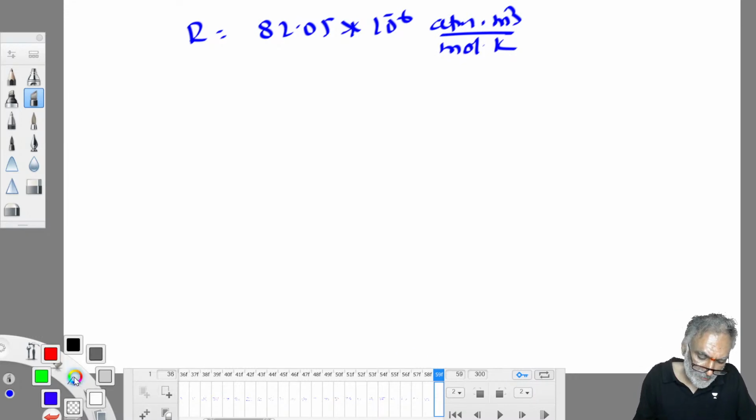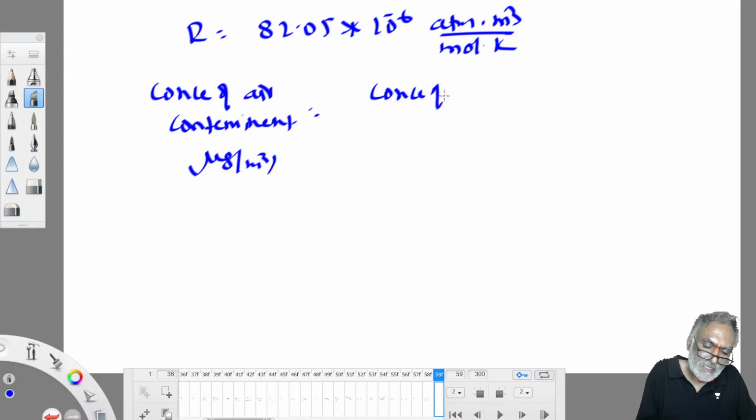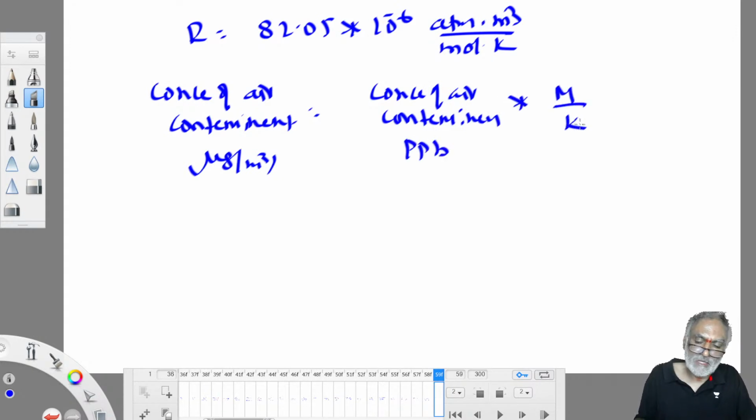Sometimes ppm to ppb also will be given. If it is given concentration of air contaminant in ppb, concentration of air contaminant in ppb into just M by K, then we get microgram per meter cube straight away. This is one question they are asking.